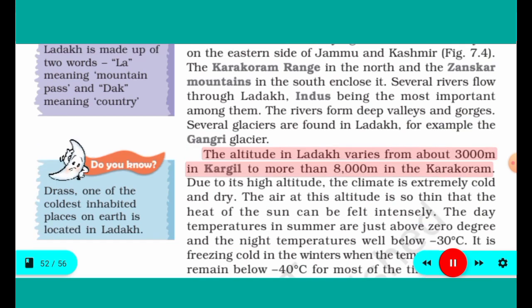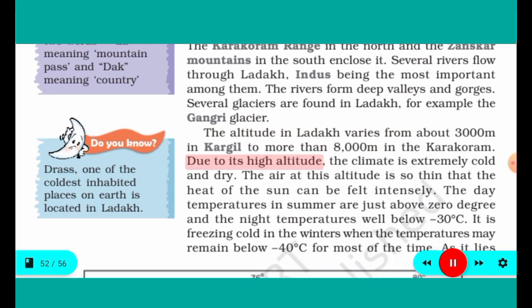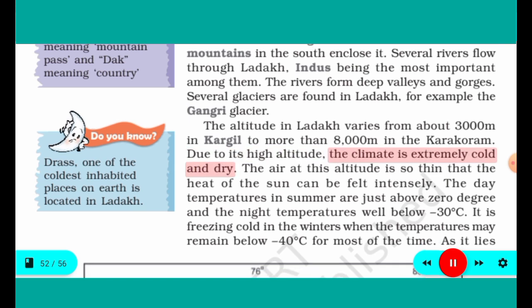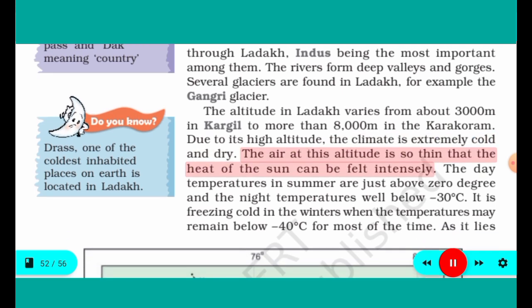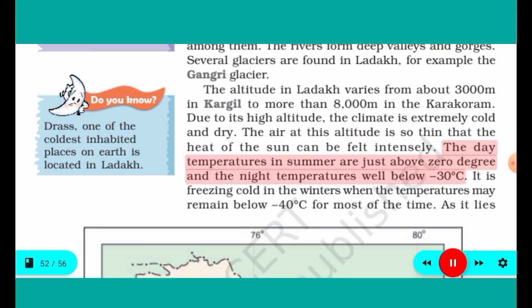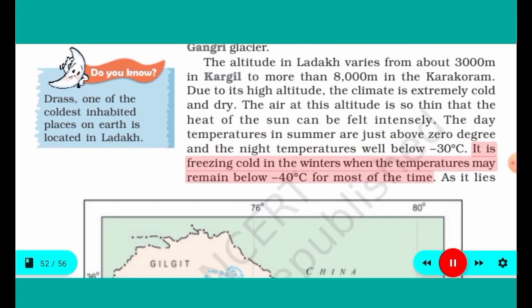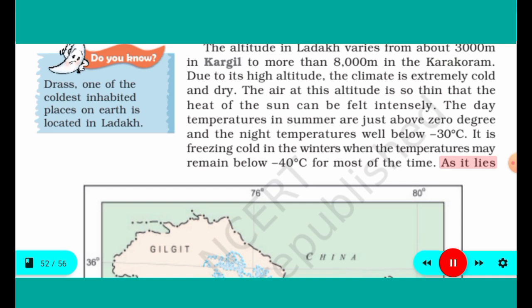The altitude in Ladakh varies from about 3,000 meters in Kargil to more than 8,000 meters in the Karakoram. Due to its high altitude, the climate is extremely cold and dry. The air at this altitude is so thin that the heat of the sun can be felt intensely. The day temperatures in summer are just above 0 degree and the night temperatures well below -30 degrees Celsius. It is freezing cold in the winters when the temperatures may remain below -40 degrees Celsius for most of the time.